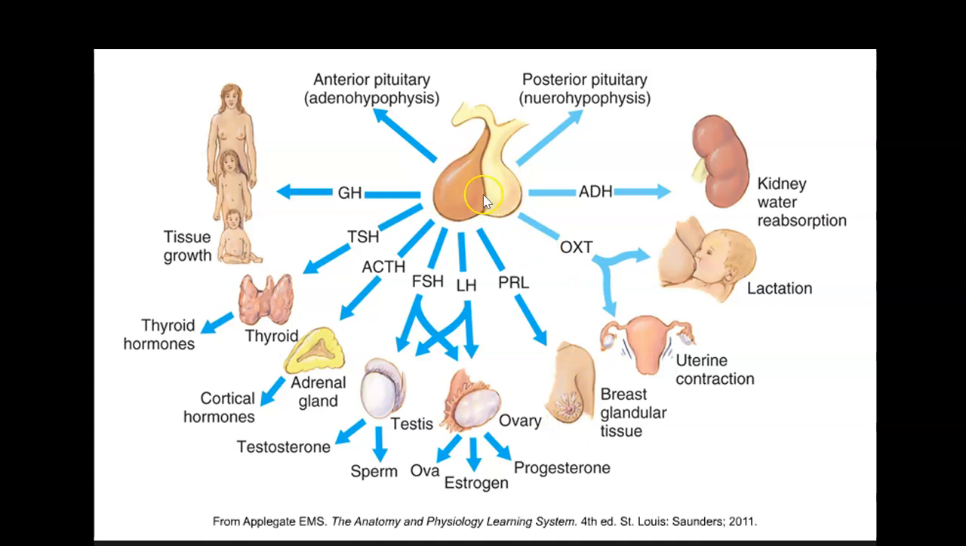And then on the posterior end are these two: oxytocin and antidiuretic hormone. Antidiuretic hormone targets the kidney for water reabsorption, and oxytocin helps in lactation, bonding with the baby, and uterine contractions and labor. The way I like to say it is, if you can remember which of these are posterior pituitary, because there's only two, ADH and oxytocin, then you can remember that all the others here belong to the anterior pituitary.